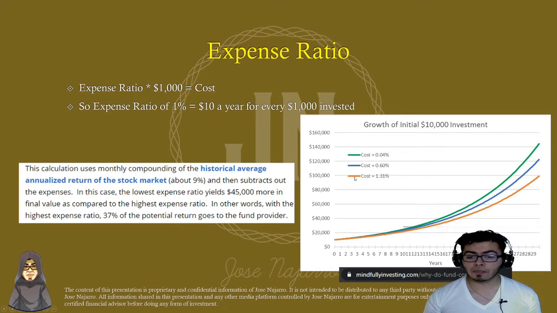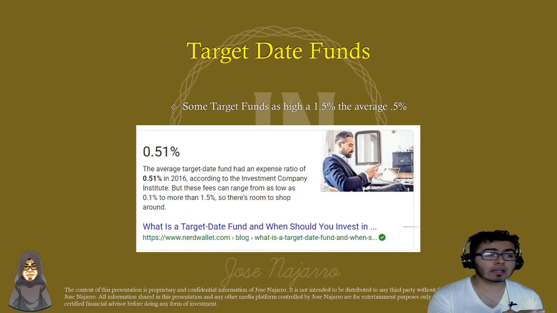If you do an expense ratio of 1.31, look at that big gap. From $145,000, it drops to below $100,000. So you make so much less money by having just a 1% expense ratio compared to if you had almost a 0% expense ratio. So let's take a quick look at target date funds.